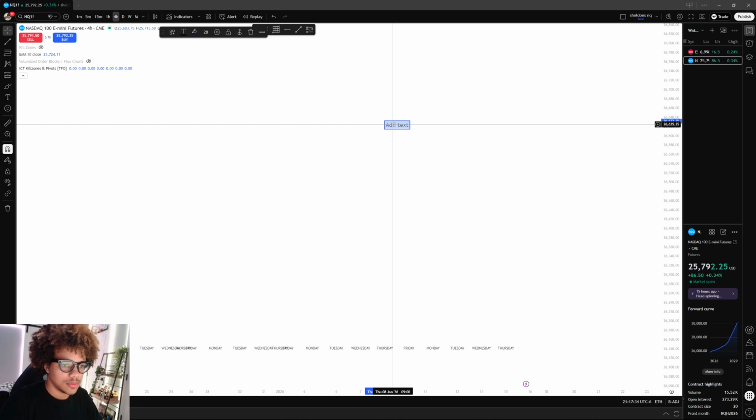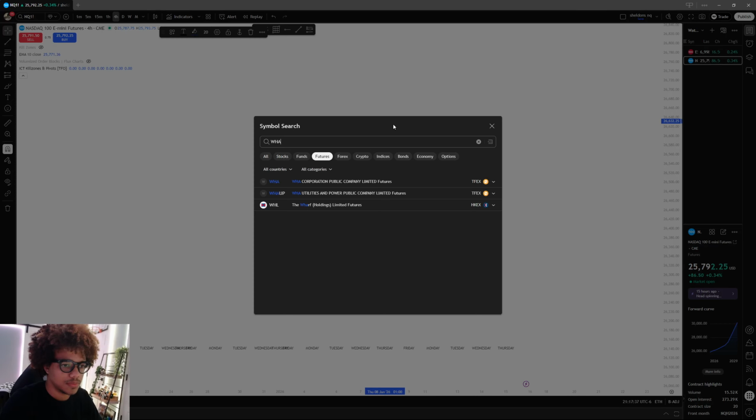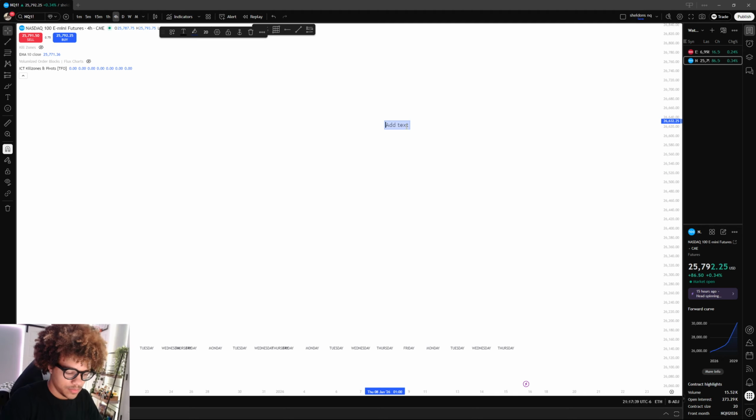So we're going to title this one: what makes a draw on liquidity valid? Number one, what makes a draw on liquidity valid is that you are not in a 1 hour or 4 hour range, that we are not in a 1 hour or 4 hour gap.